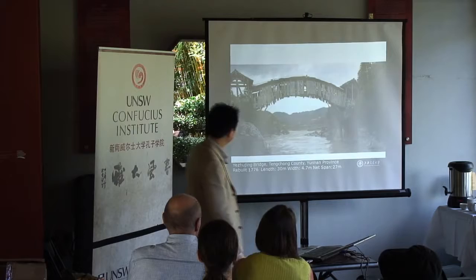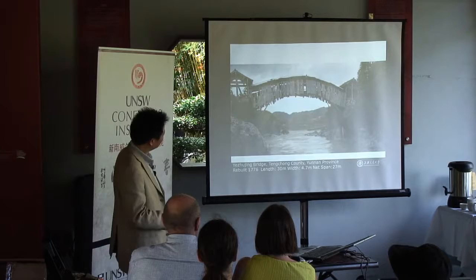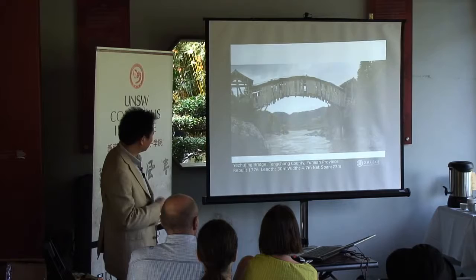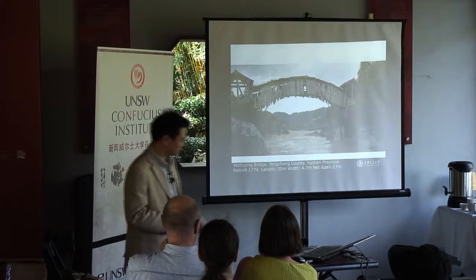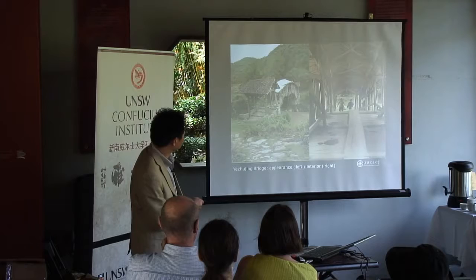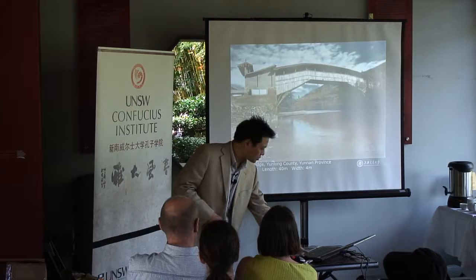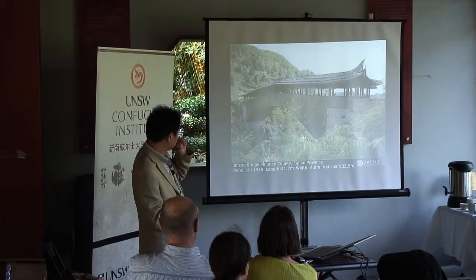and the poster with Chinese painting, some covered bridges with Chinese painting. Yeah, this bridge is very, I don't know how to say in English. It's very cool. This is also in Yunnan province. It's very original. Interior inside of the bridge. The other, Tongjin Bridge, is also in Yunnan province. Jinzhou Bridge in Pingnan County. This is built in 1948.